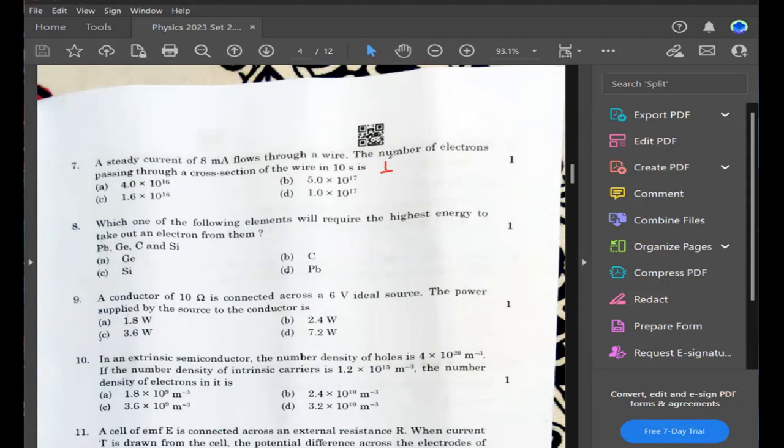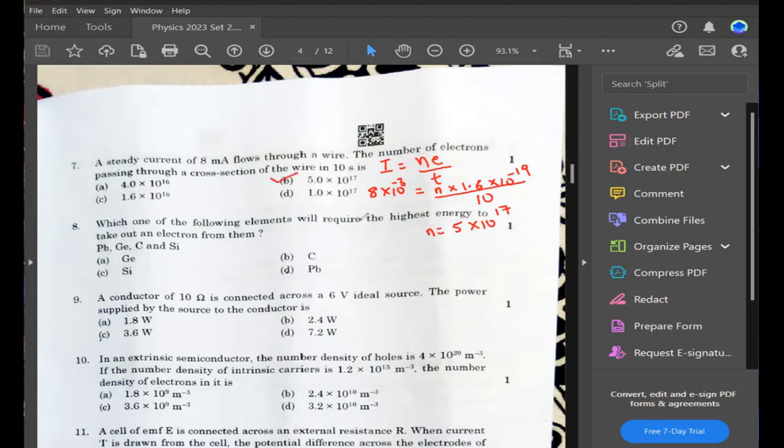Okay, we know that I is equal to NE upon T. So here you have to find out N. Rest all quantities are given. Current is 8 milliamperes, that is 8 into 10 raised to the power minus 3 amperes, is equal to N, you have to determine, and E is 1.6 into 10 raised to the power minus 19 coulomb, in 10 seconds. Okay, so on simplifying it, you get N is equal to 5 into 10 raised to the power 17. So the number of electrons will be 5 into 10 raised to the power 17.